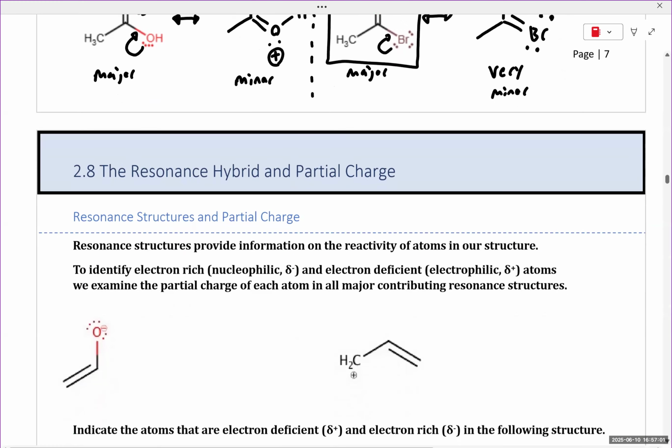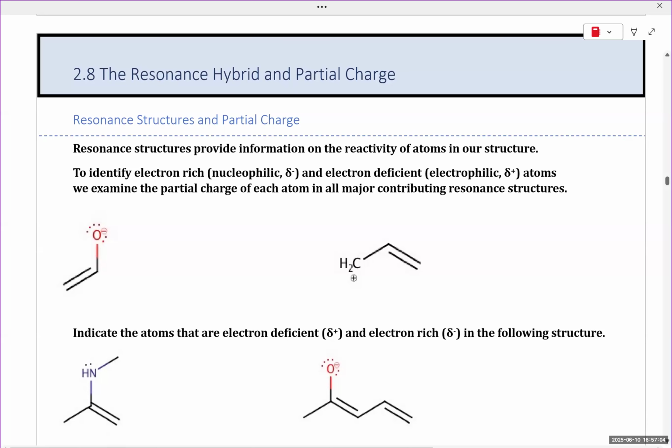Let's also talk a little bit about the resonance hybrid and partial charge. Resonance structures provide information on the reactivity of atoms in our structure. We can use it to identify electron-rich or nucleophilic atoms, which are given this delta minus symbol, and electron-deficient or electrophilic atoms, which are given a delta plus symbol. To identify electron-rich and electron-deficient atoms, we examine the partial charge of each atom in all major contributing resonance structures.